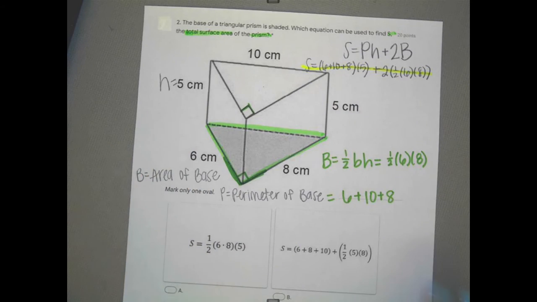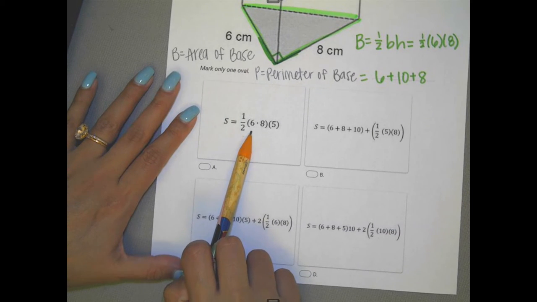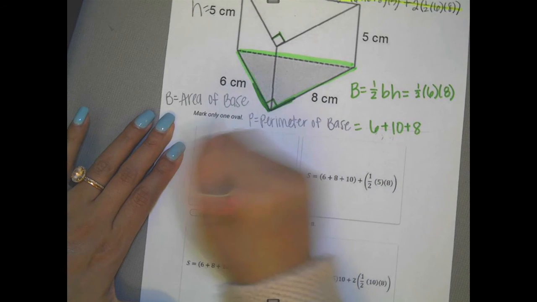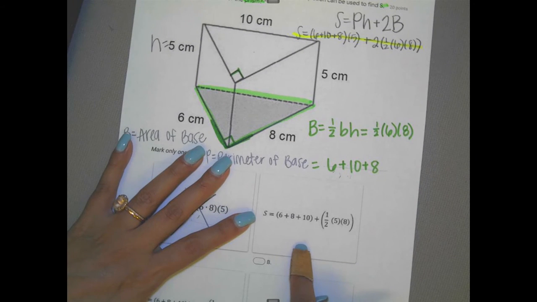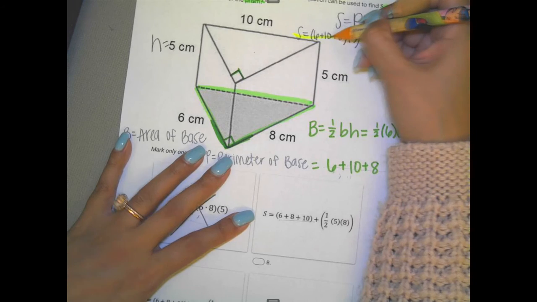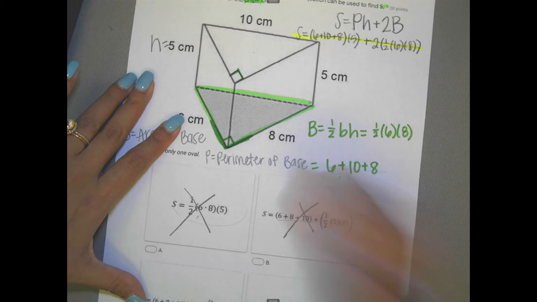All right. So automatically I can mark out this first one because nowhere on there does it do my perimeter. All right. When I look at my second one, my B answer choice, it does do my perimeter, my 6 plus 10 plus 8, but it doesn't multiply by 5. So I can mark that one out.